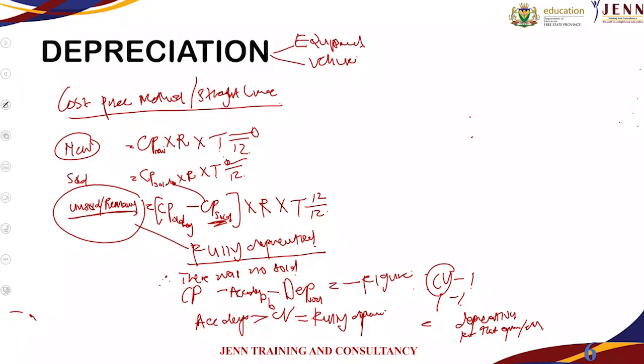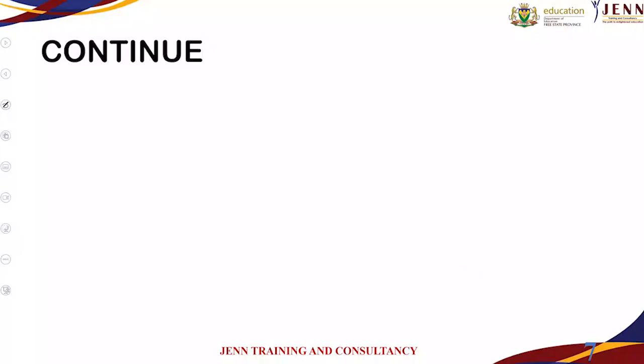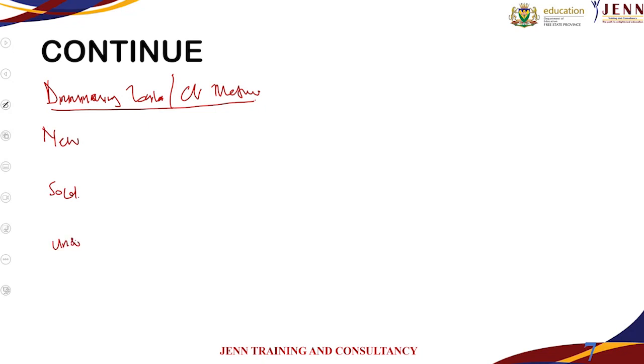And then we move. Now we're going to talk about another method that is called diminishing balance method, or the carrying value method. Now, how do we write diminishing balance method or carrying value method? We are saying we are going to use a carrying value. And that carrying value must do what? The depreciation over the years must diminish. They must go down each and every year. How are we going to do that? We also have to be on the lookout for new, sold, and unsold.